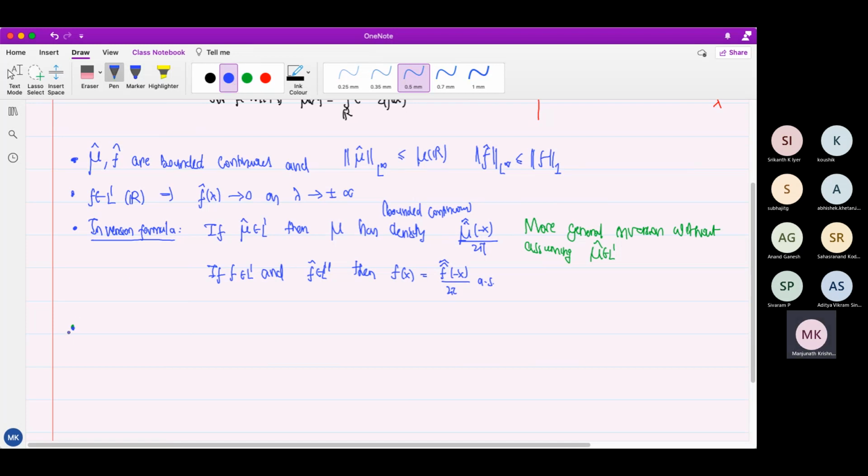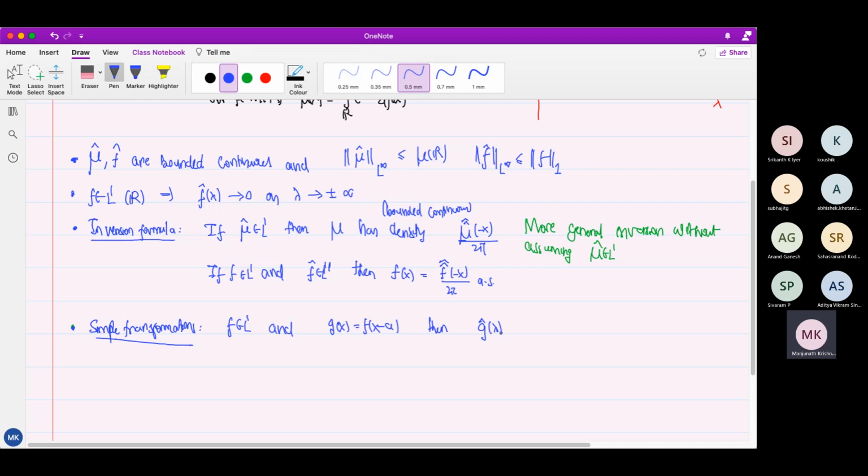Oh, but before that, some simple things actually, some simple transformations. If f is in L1 and you do g is f of x minus a, if you translate, then of course g is also in L1.